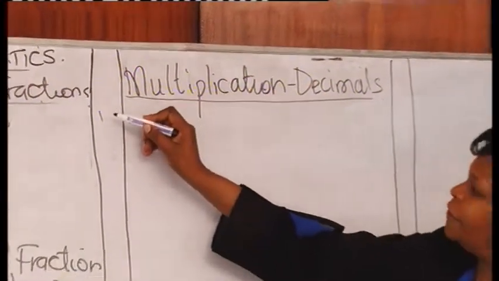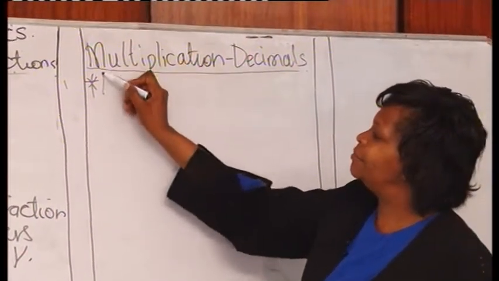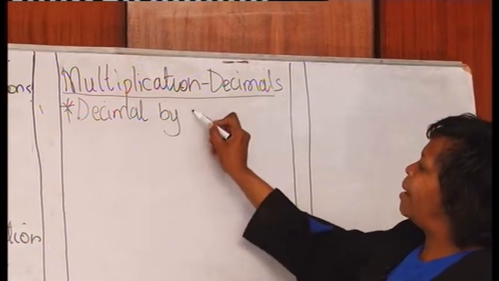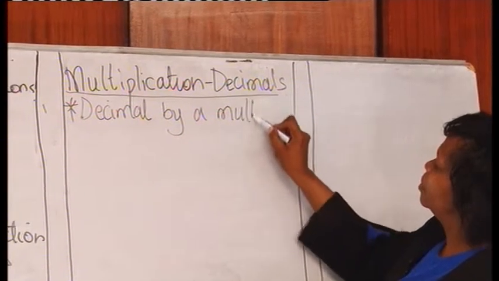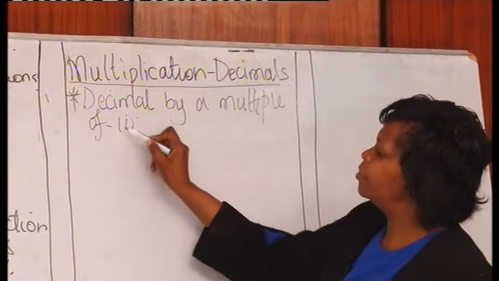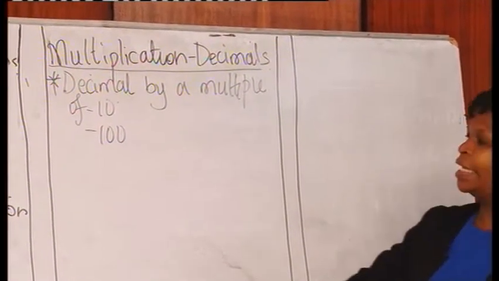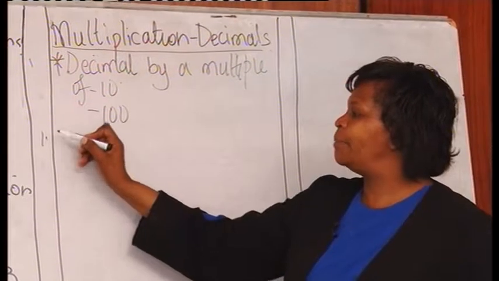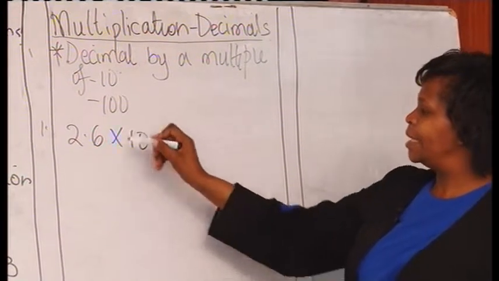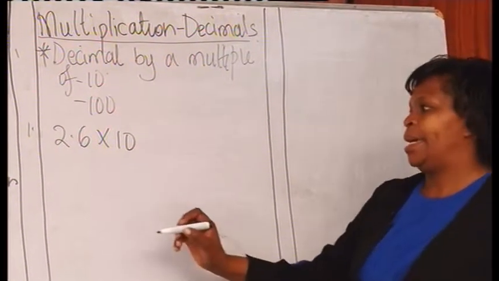Now, the first multiplication we tackle is when you multiply a decimal by a multiple of 10 and also a multiple of 100. What it means is I have a decimal, for example, 2.6 times 10. This means when I'm multiplying by 10, I'm going to make this number bigger.